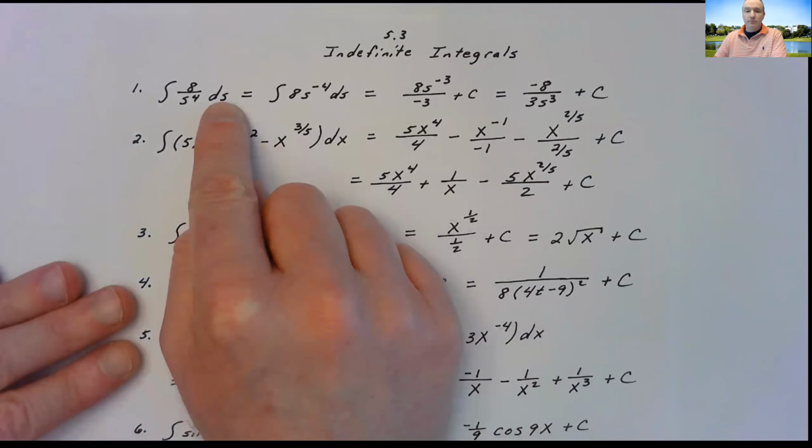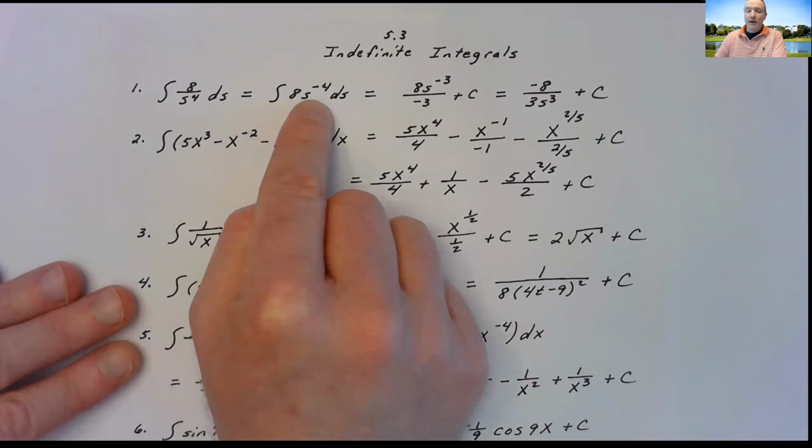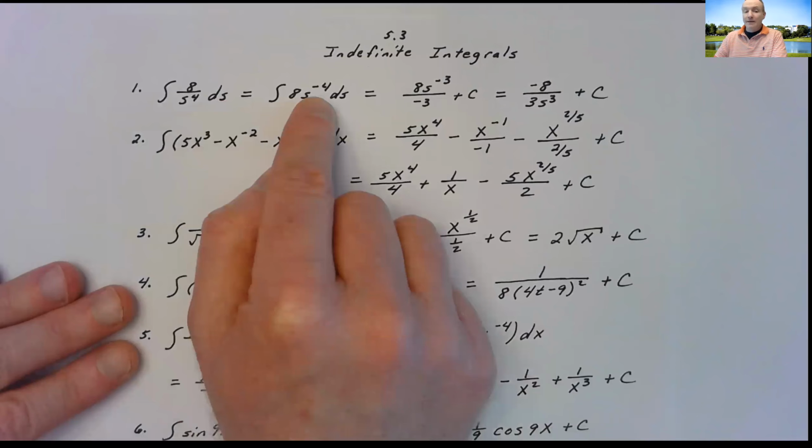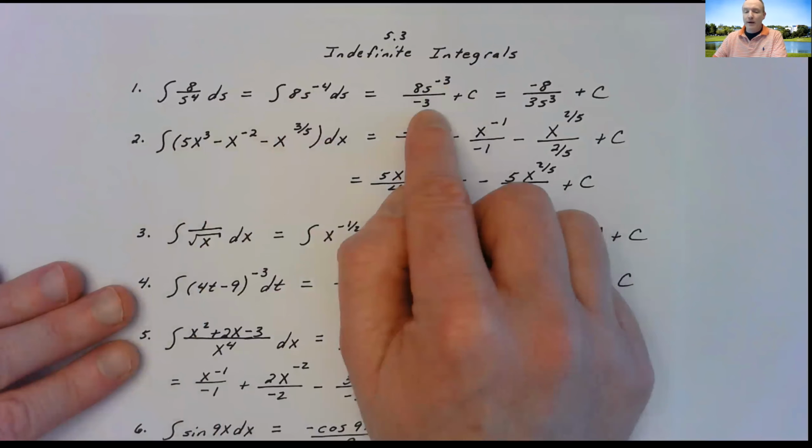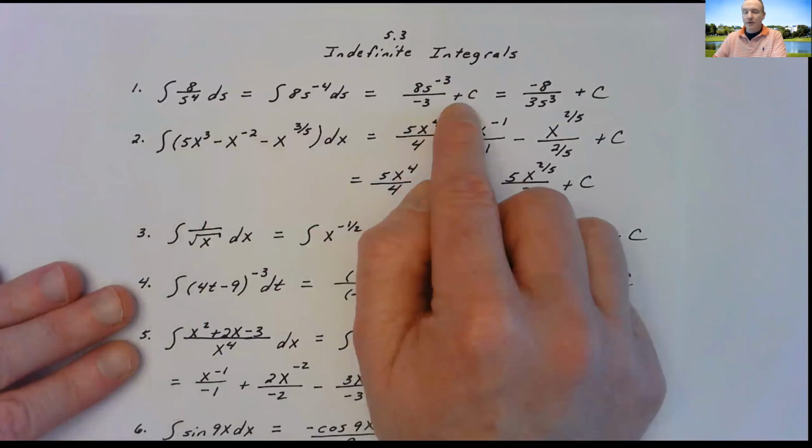So I can say, well, no problem. The integral of 8 over s to the 4th with respect to s, notice the first thing I did is I went ahead and wrote the s to the negative 4 power, and then that enables me to do the power rule a little bit more easily. I add 1 to the exponent, divide by that new exponent, plus the constant of integration.